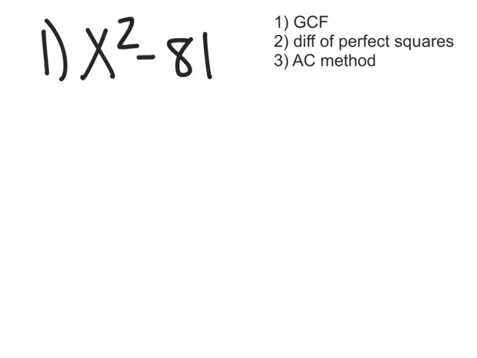So here's our first problem, x squared minus 81, and we have our three steps over here. The first thing we're always going to look for is a greatest common factor. Well, I can't factor anything out of x squared or 81. They don't have anything in common, so that is out. Step 2, I want to figure out, is it a difference of perfect squares? So remember, difference means I'm subtracting. Perfect squares means that each of these is a perfect square. Well, x squared obviously is a perfect square because it is x times x. 81 is a perfect square because it is 9 times 9.